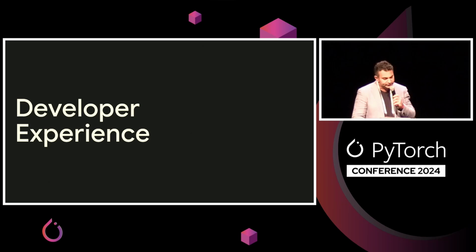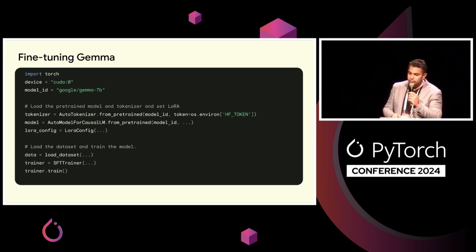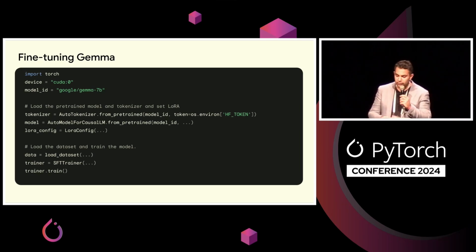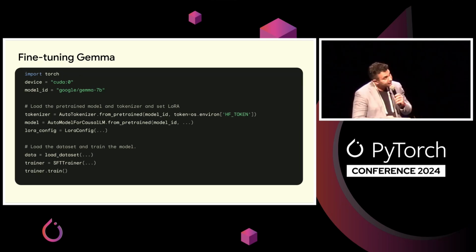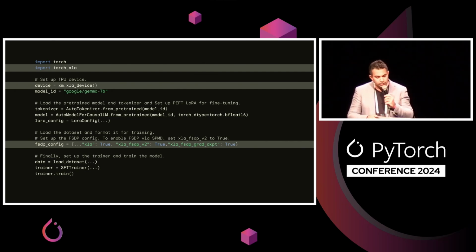So what is the developer experience like? This is a sample code for fine-tuning Gemma using PyTorch on GPUs. You can define your tokenizer, your LoRa config, load the dataset, and use the supervised fine-tuning trainer and a dataset that you choose. And here are the changes that you have to make to use PyTorch XLA. You add an import statement for PyTorch XLA. You need to replace the CUDA device with an XLA device.